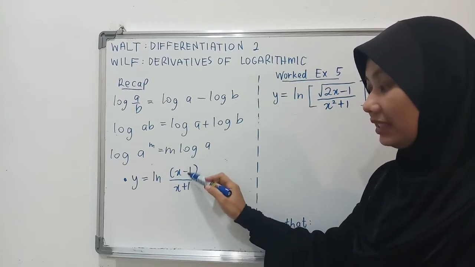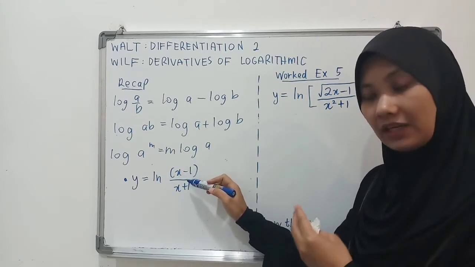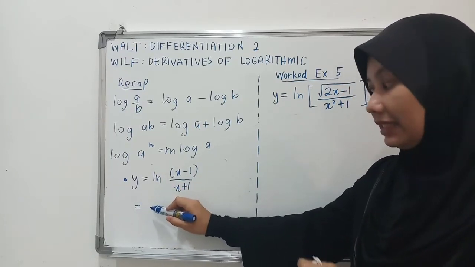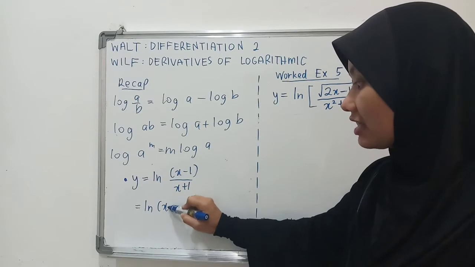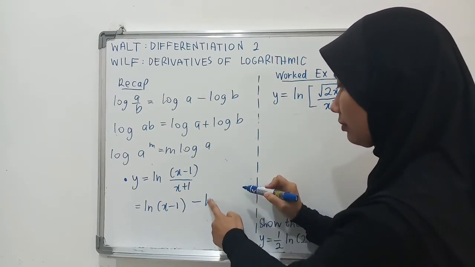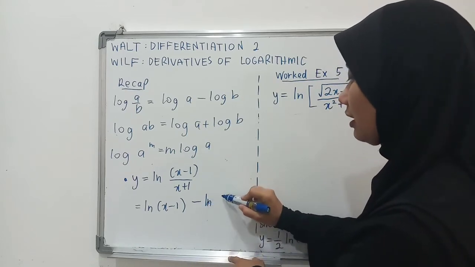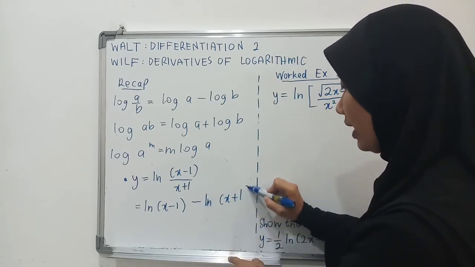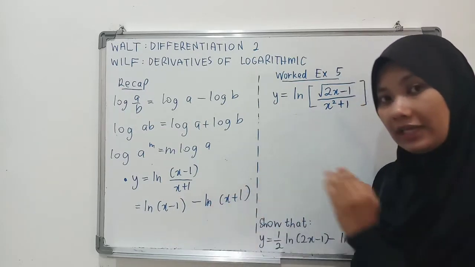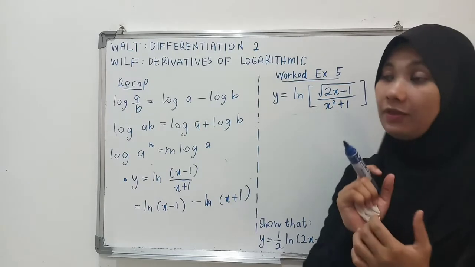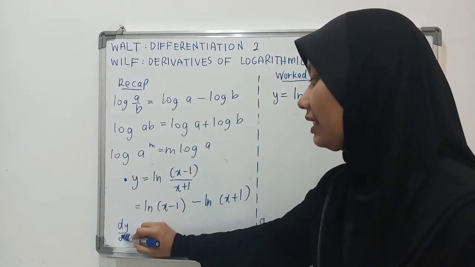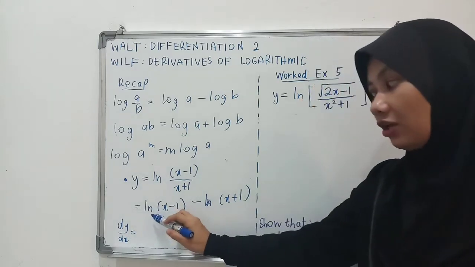Now how do we simplify that? What is the connection? It is division, and division we change to subtraction. So that can be rewritten as ln (x minus 1) minus ln (x plus 1). Why minus? Because of division. Now we can differentiate. If the question asks you to differentiate, you can differentiate now. dy/dx: how do we differentiate ln (x minus 1)?